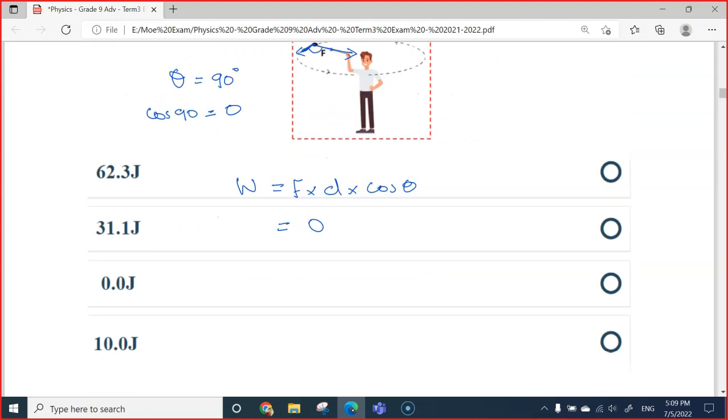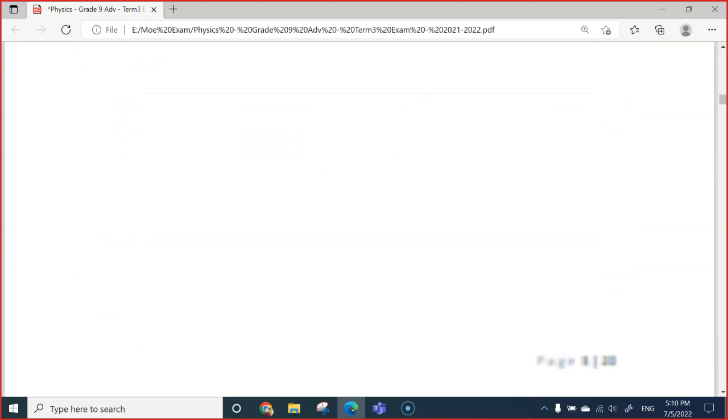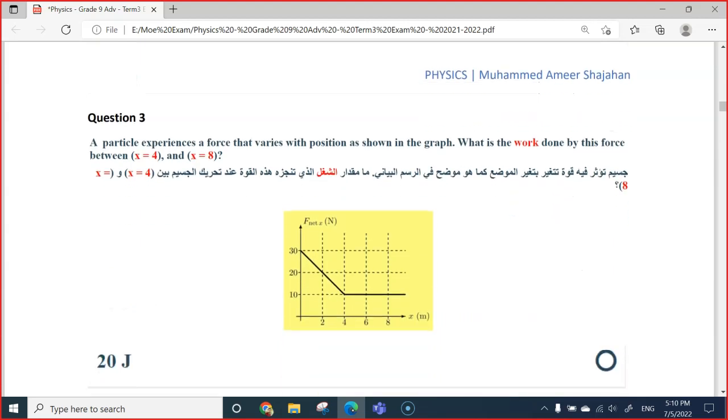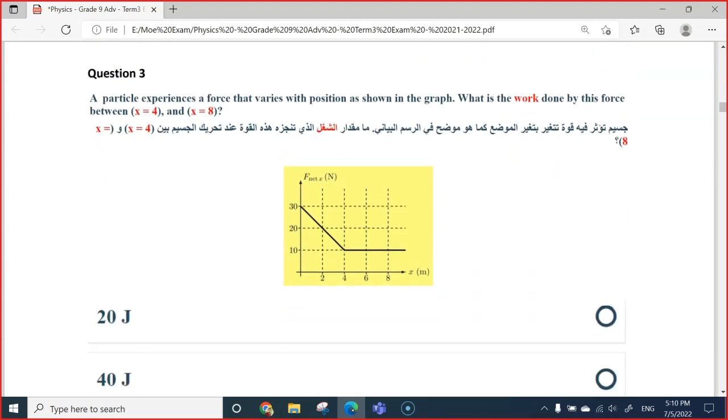So work done will be 0 if the angle between force and displacement is equal to 90 degree. So here 0 is the correct answer. So when you rotate an object like this as shown in this diagram, then the work done will be equal to 0 because the angle between force and displacement is equal to 90 degree and value of cos 90 is 0.